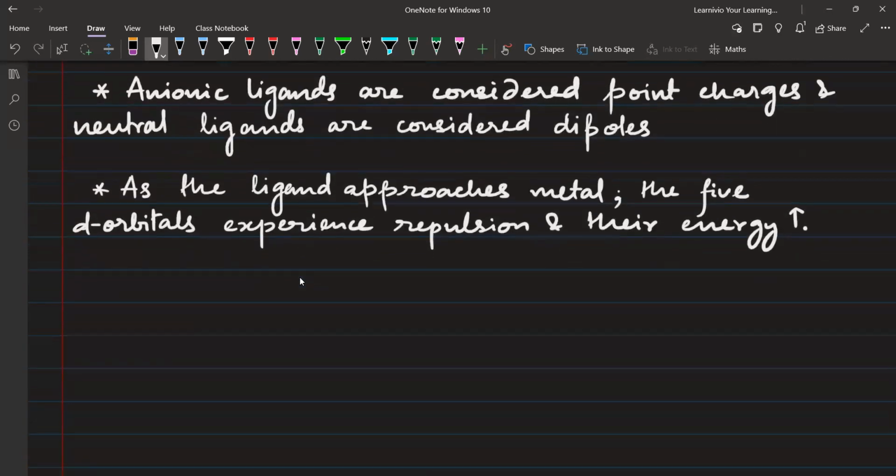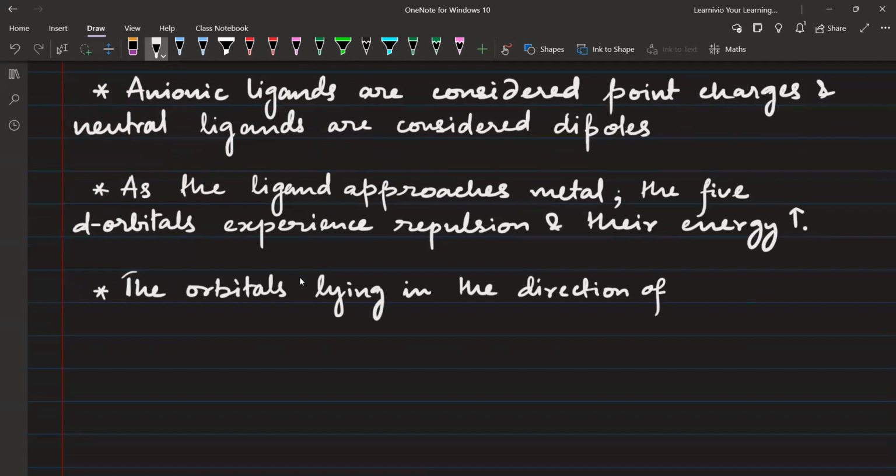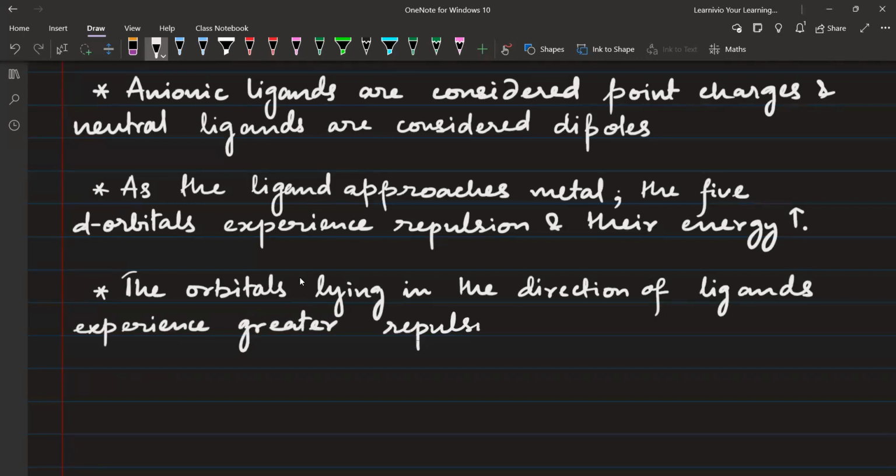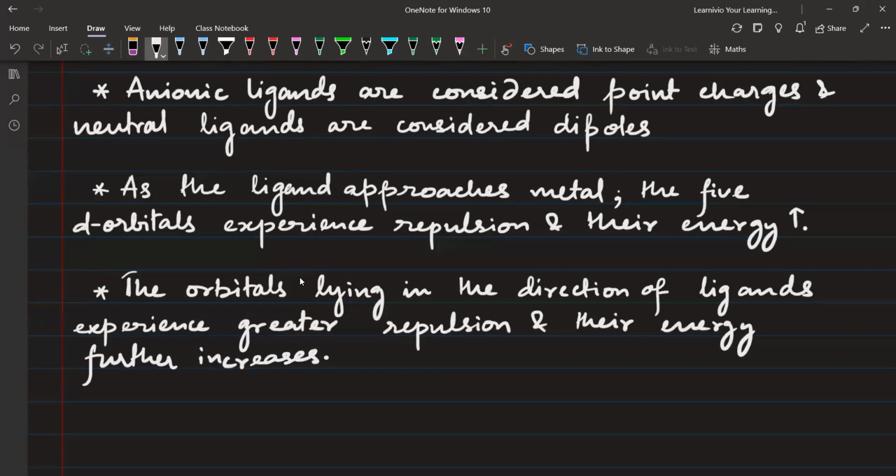Next point. The orbitals lying in the direction of ligands experience greater repulsion, and their energy further increases. Just like when Harsha and Mariam were taken along, their energy goes even higher.